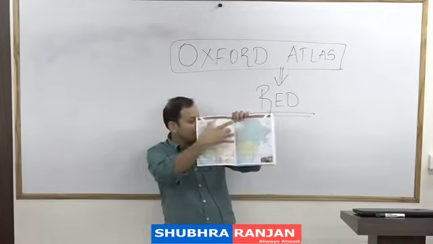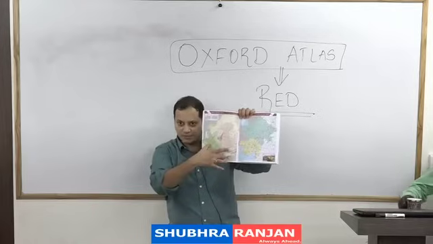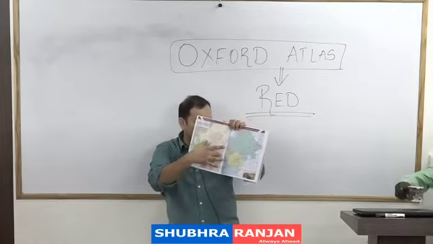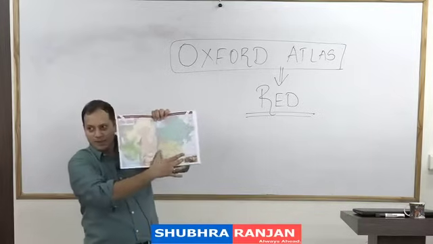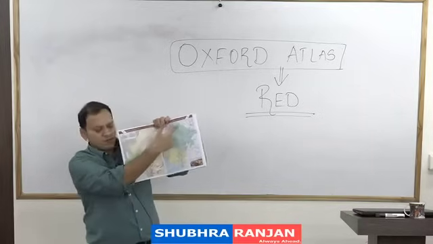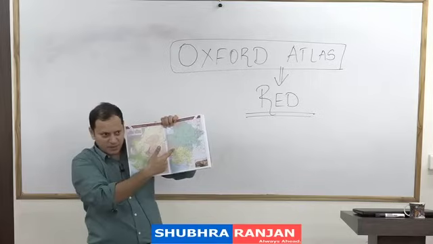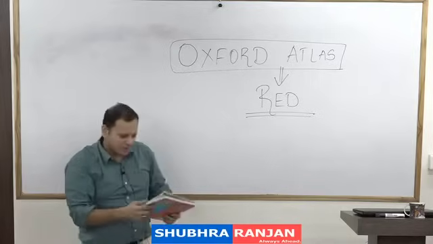See here, this is the northwestern part of our country. And though this is the northwestern part of our country, here there is a political map. It becomes very easy for you to see which national highway runs parallel to the Pakistan border. In the other atlases, it is not given.